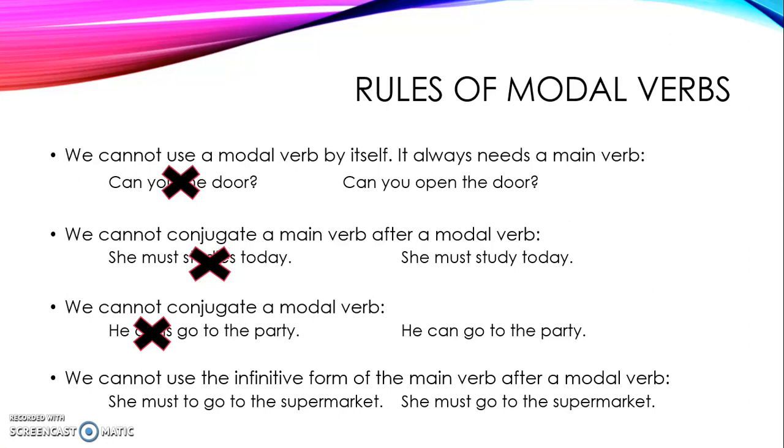Our final rule is that we cannot use the infinitive form of the main verb after a modal verb. Just the same, we must only use the base form of the verb. Therefore, we cannot say, "She must to go to the supermarket." We must say, "She must go to the supermarket."